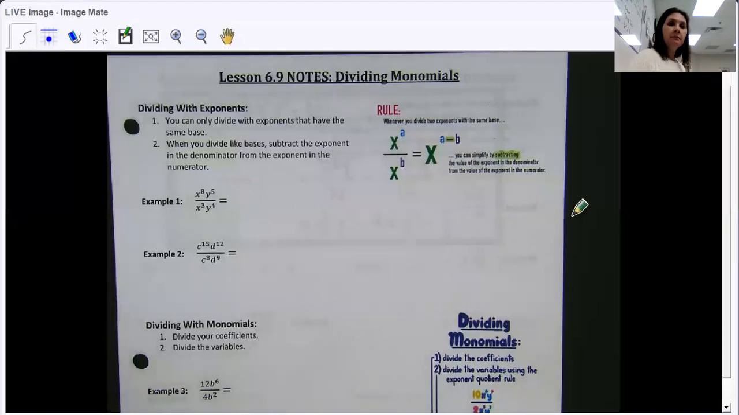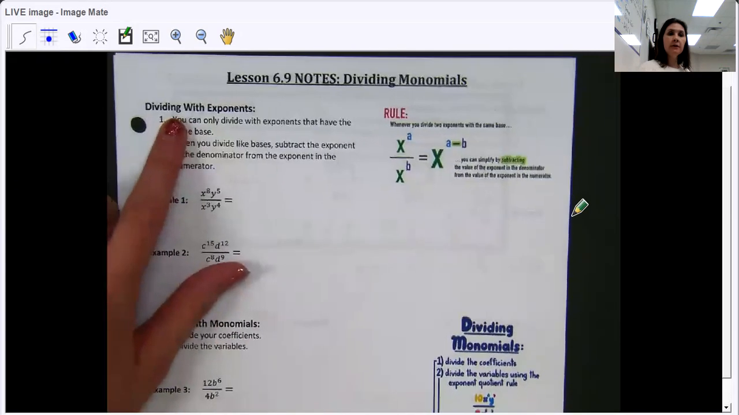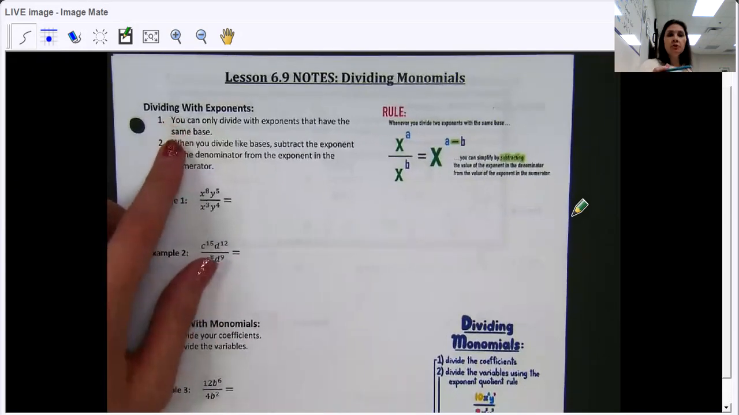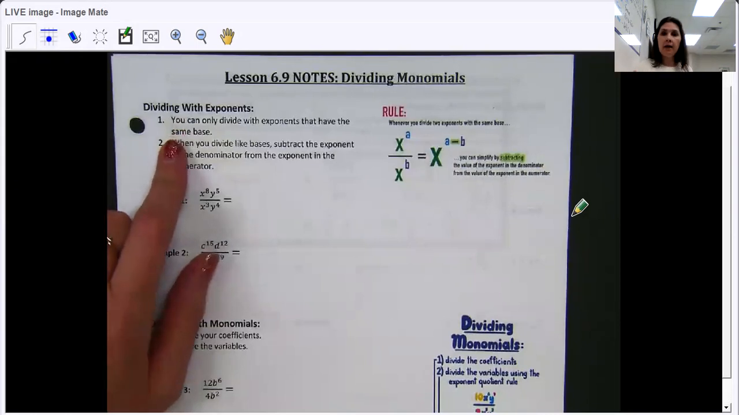Hello, today we are going to be working on lesson 6.9, dividing monomials. And I want to go over just a few things before we get started. If you look at the top where it says dividing with exponents, make sure that you remember you can only divide with exponents that have the same base.